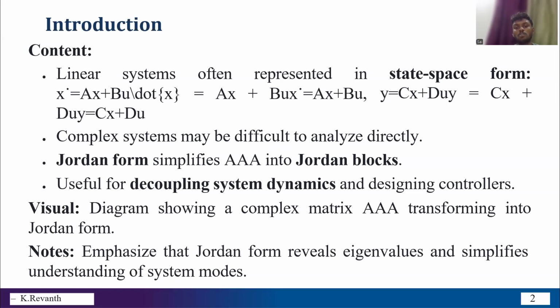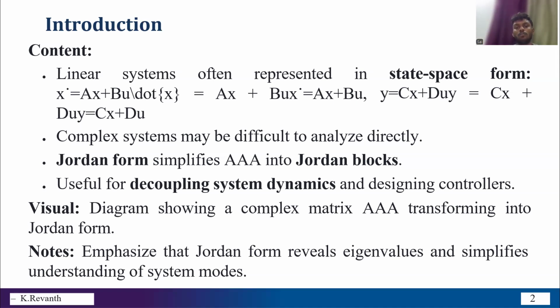Here, x is the state vector which represents the internal condition of the system, like velocity, current, or position. u is the input applied to the system, such as force, voltage, or control signal. y is the output, which is what we measure or observe. A, B, C, D are matrices that define how the system behaves.